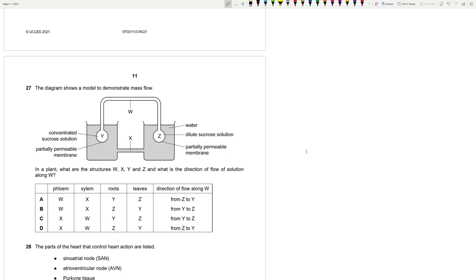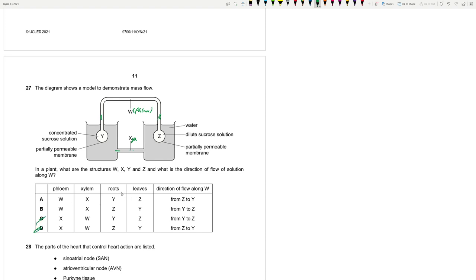Now let's try to figure this out. What is 27? They're saying that W is phloem, which is true because sucrose should be here, right? Sucrose should be here. And X is xylem. That's true because water flows through xylem. Okay, that's why C and D are wrong. It's between A and B.